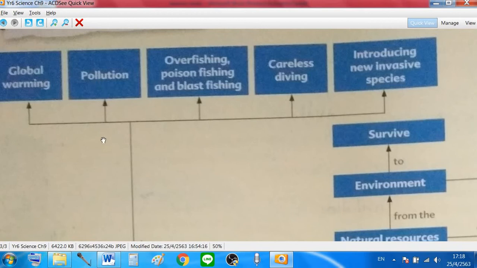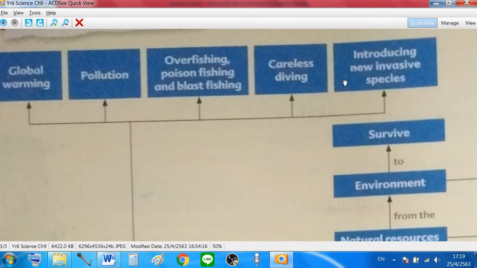Pollution from factories and cities have moved from the cities down the rivers to the sea and have damaged coral reefs. Also overfishing, poison fishing, and blast fishing. All of these types of fishing have damaged the coral reefs. Careless diving, or careless scuba diving. It's fine to go look at coral reefs, but don't touch, right? Only look. If we're not careful, we can damage coral reefs through diving. And introducing new invasive species.